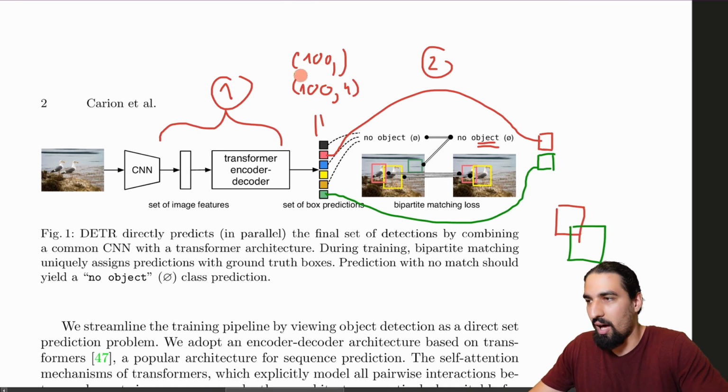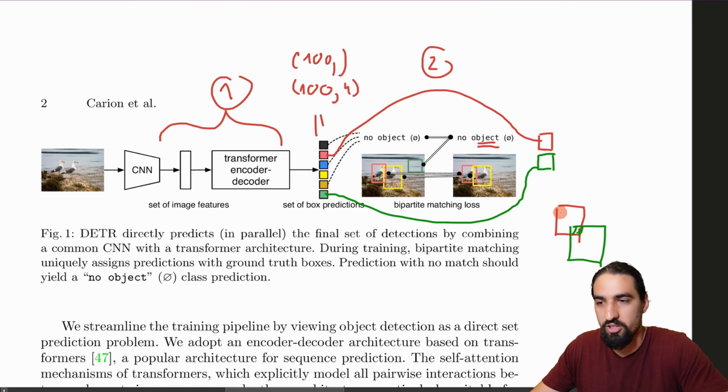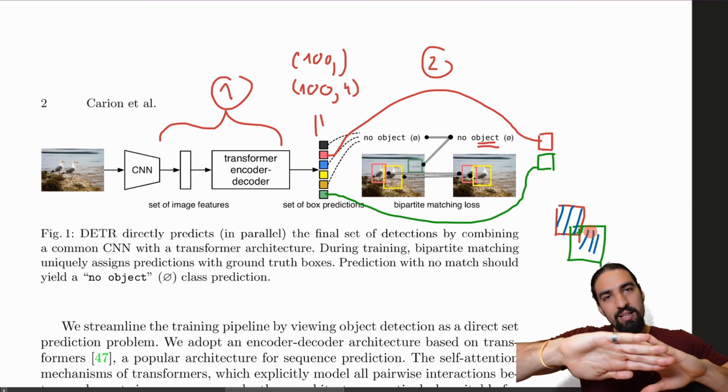IOU is just a way to... So what it does is it finds the area of this intersection here, and it basically divides that with the union, so hence the intersection over union. And you can imagine that as this tends to 1, that means that these two boxes are completely overlapping.